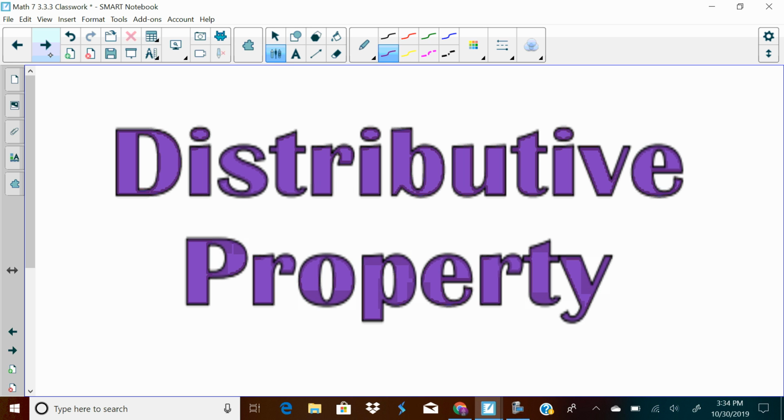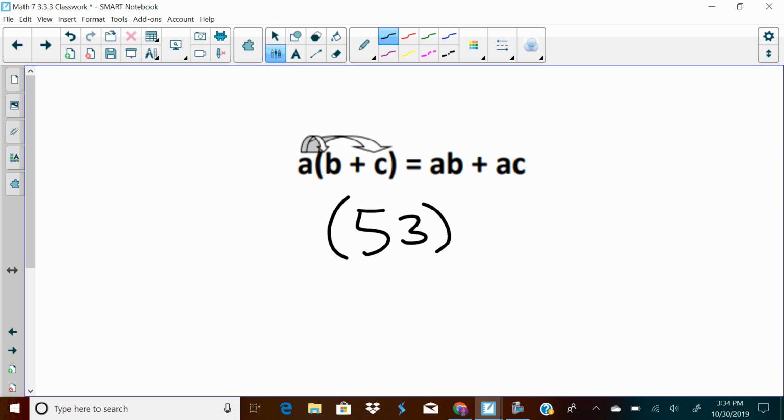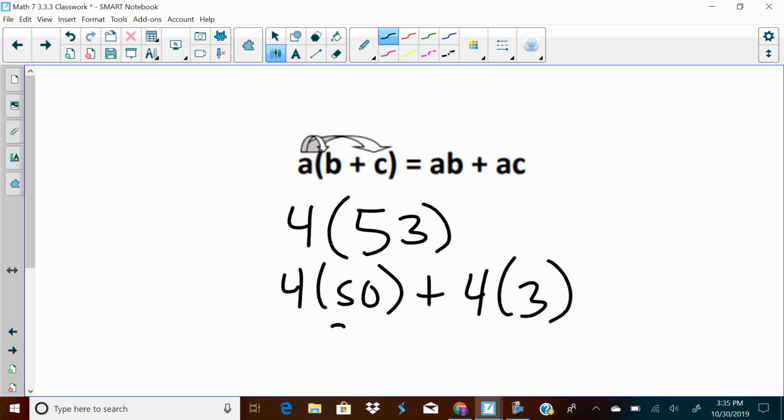The next property is the distributive property. That one says that if I have a number I'm adding inside the parentheses and multiplying outside, I can multiply by both pieces. We usually use this as an easy way to add. Say I want to do 53 times 4. Instead of doing 4 times 53, I can do 4 times 50 plus 4 times 3. So then I get 200 plus 12, or 212.